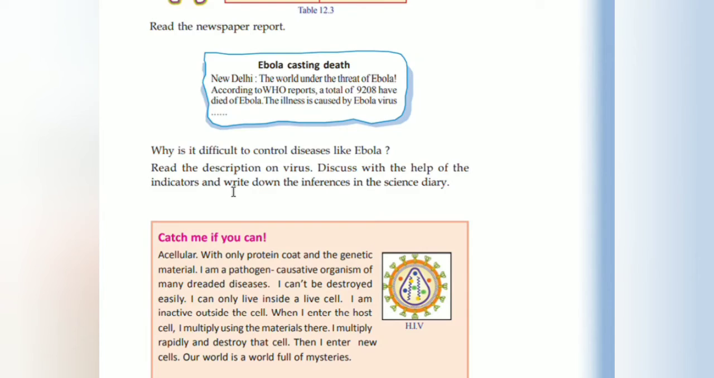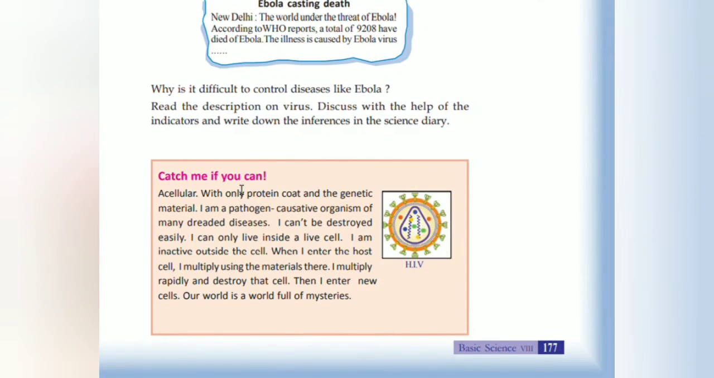So a disease like Ebola is found to be difficult to control. What is the reason for that? Catch me if you can. Who is saying that? The virus is saying this. Acellular, with only one protein coat and genetic material. I am a pathogen, the causative organism of many dreaded diseases.